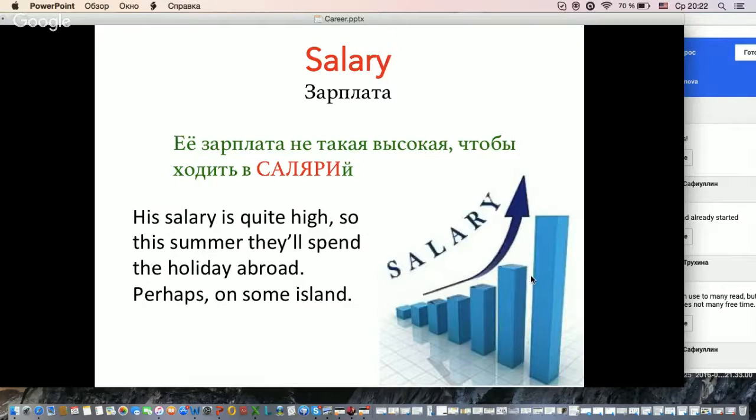Salary – зарплата. Ее зарплата не такая высокая, чтобы ходить в солярии. His salary is quite high, so this summer they'll spend the holiday abroad, perhaps on some island. Его зарплата довольно высока, поэтому этим летом они проведут отпуск где-то за границей, возможно, на каком-нибудь острове.